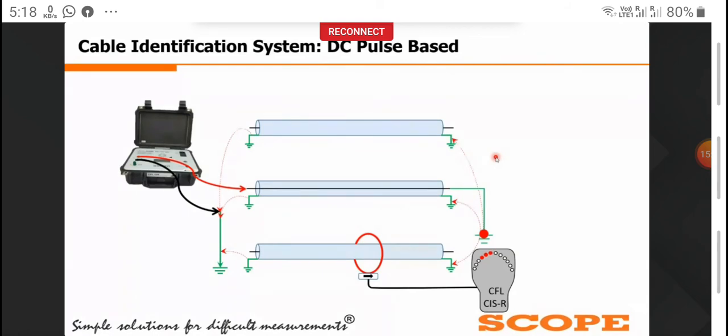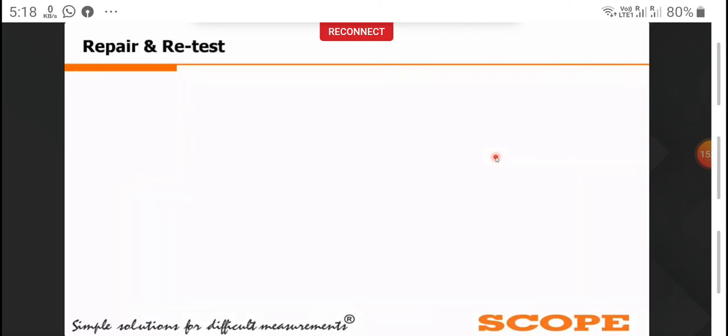This will help users cut only the wanted cable, so this is very important from the point of view of safety. After cable identification, we will go for the repairing of the cable.